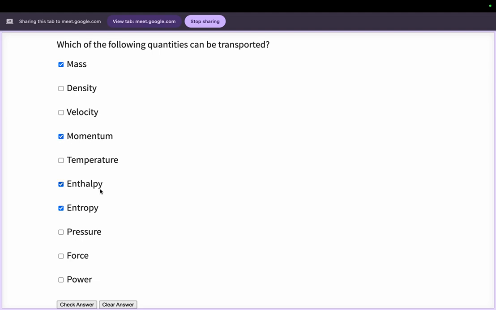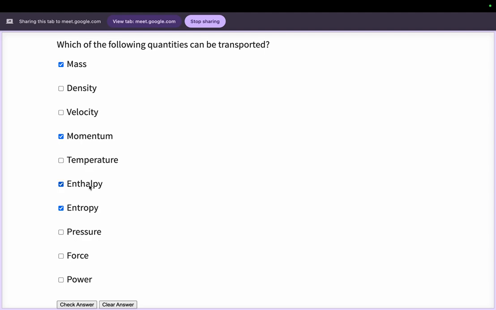In a similar way, what about enthalpy and entropy? What do you think these things are? Even before that, what about temperature? I think you already said this before, right? When you have a temperature difference, that is giving heat energy. So the heat energy is what is being transported, and temperature difference is just the driving force.